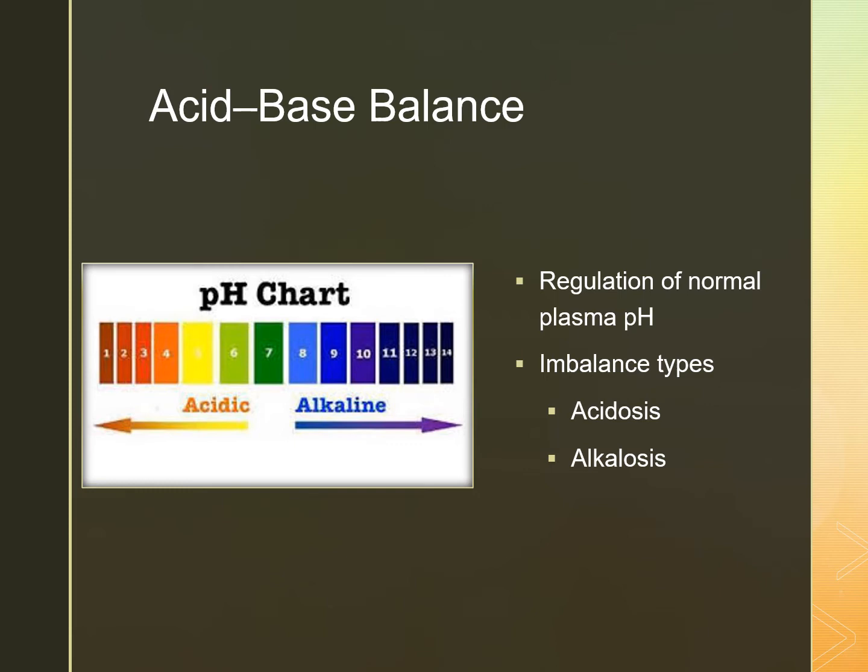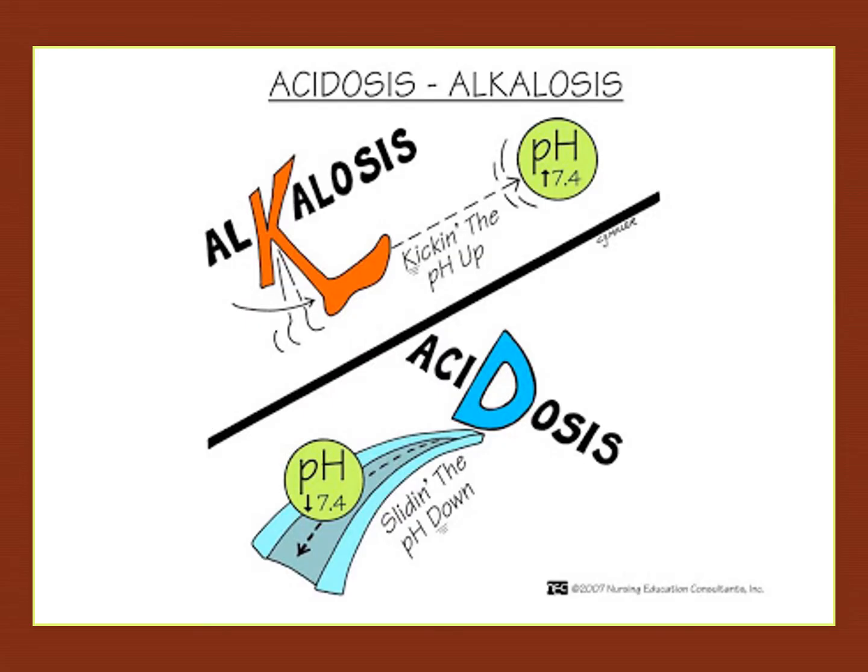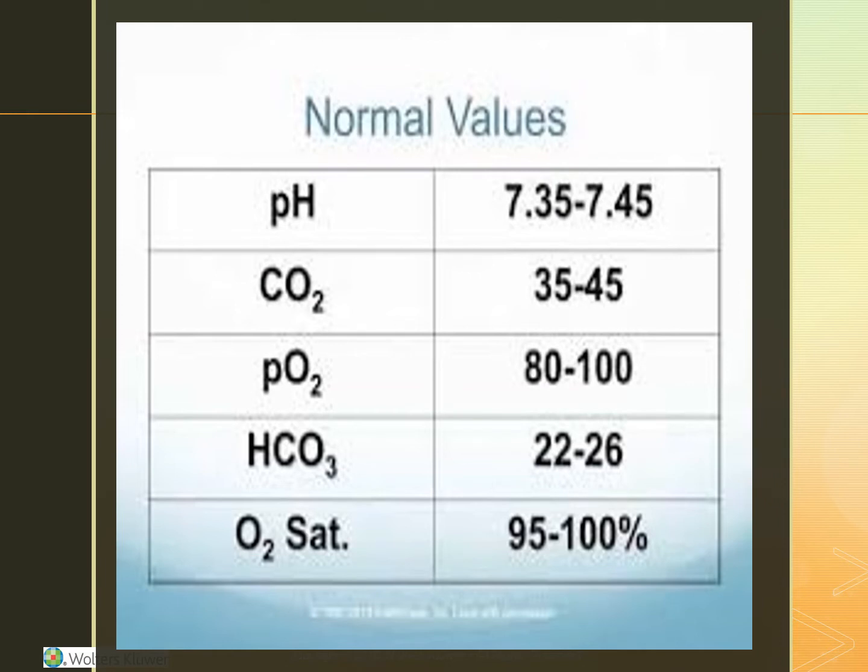There are two different types of imbalances: acidosis, which is excessive accumulation of acids or excessive loss of bicarbonate in the body fluids, and alkalosis, which is excessive accumulation of bases or a loss of acid in the body fluids. Just to help you remember what happens with the pH with alkalosis and acidosis. These are the normal values that you need to be familiar with.